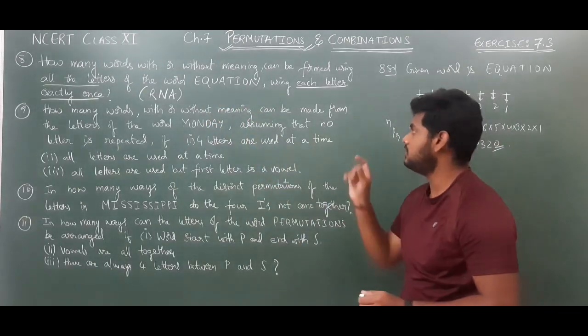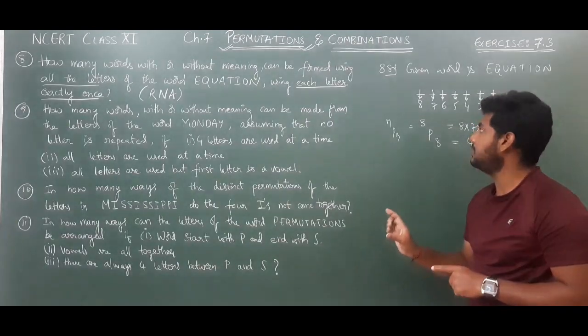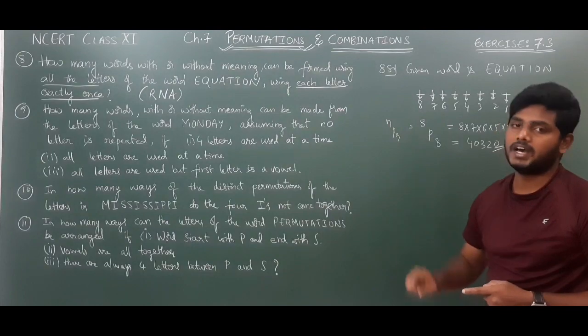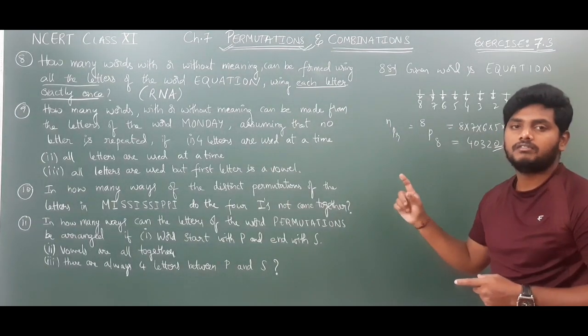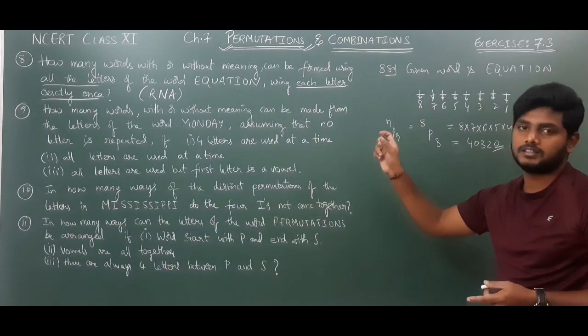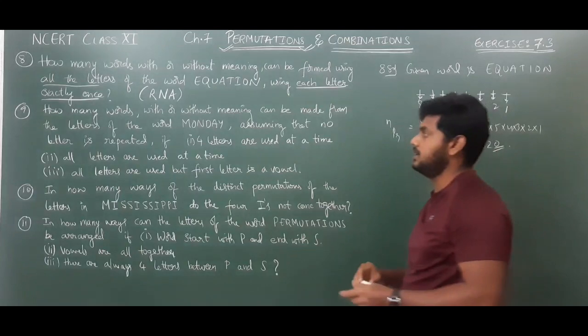Right? We need to observe whether letters are repeated in the word or not. Not repeated means nPr or n to the power of r. When nPr, it is the RNA case. When n to the power of r, it is the RA case, the repetition allowed case. If letters are repeated, then we will go for n factorial by p factorial like that.